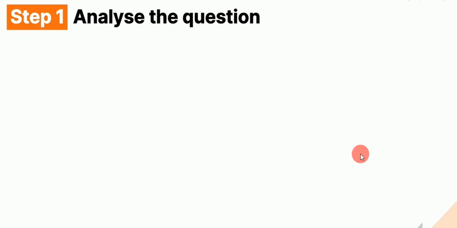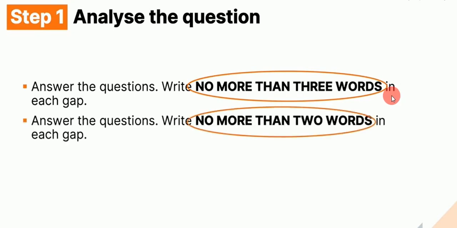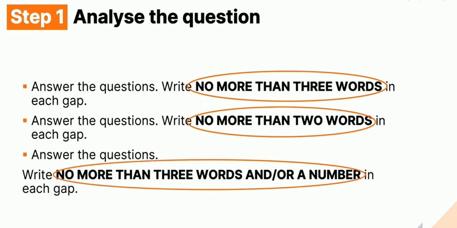As mentioned, it's very important that you read the instructions carefully for short answer questions to check the word limit. Let's have a look at some examples of possible instructions. For some questions, the word limit is 3 words. This means that you can write 1, 2, or 3 words, but you cannot write more than 3 words. For other questions, the word limit may be 2 words, and sometimes you may need to include a number, as in the 3rd example. If you write the wrong number of words, the answer will be marked incorrect.